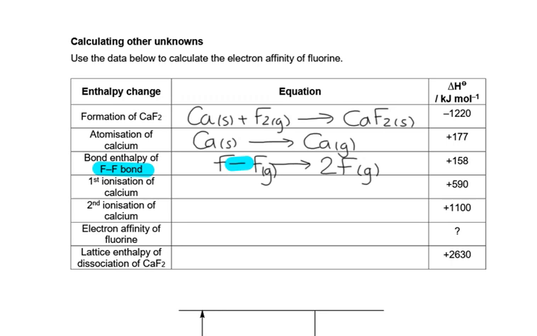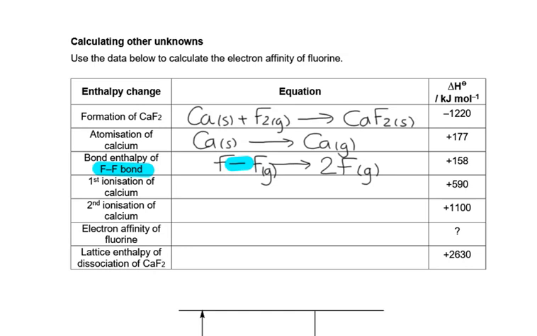The definition of bond enthalpy is the enthalpy change when 1 mole of a given covalent bond is broken. So when I break one bond between an F and an F, I will end up with 2 F atoms. So this equation is not the same as the atomization equation. You could ask yourself, what would be the value for the atomization equation? So what would be the equation for that, and what would the value be?